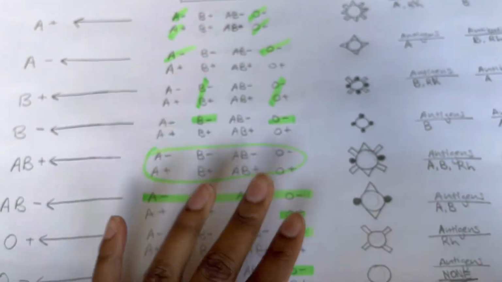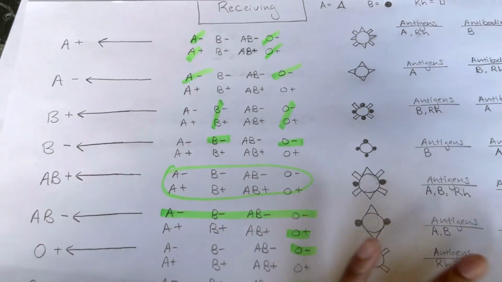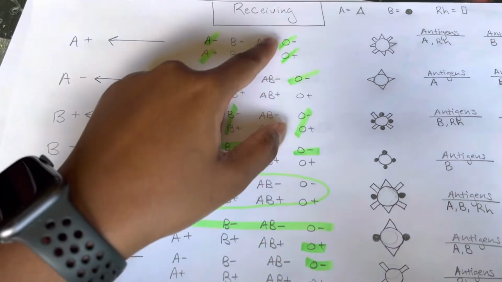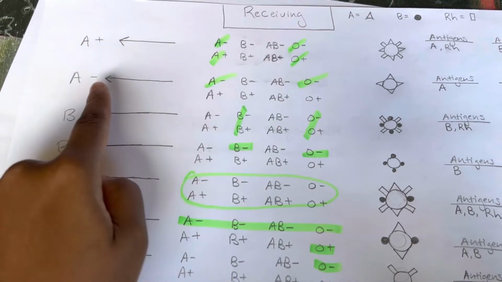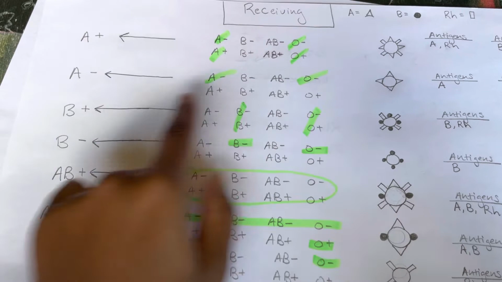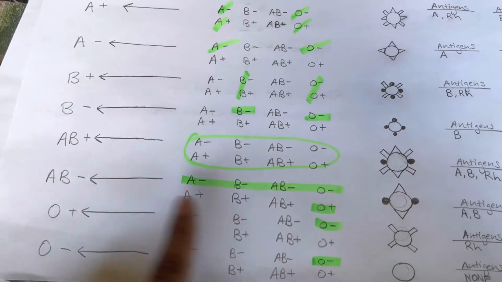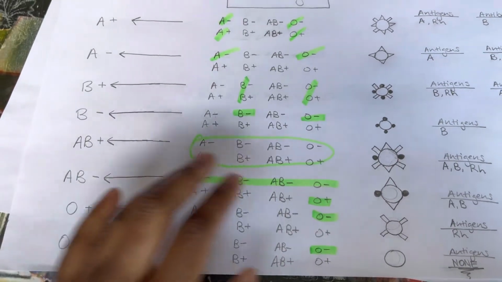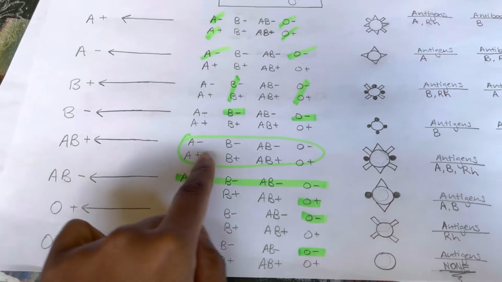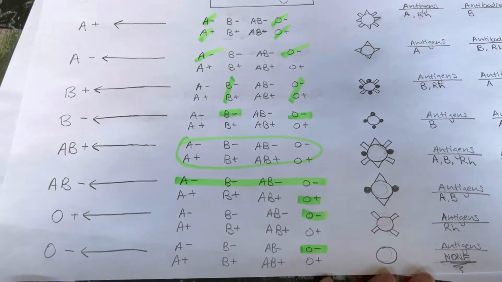Okay, so to understand the whole universal donor, universal receiver thing, you just gotta look at them. Universal donor means that you can give blood to all blood types. And as you can see, O negative gives blood to everyone. So it's a universal donor. And the universal receiver is AB positive because look, it can take all blood types, including O negative. So that's the whole thing.